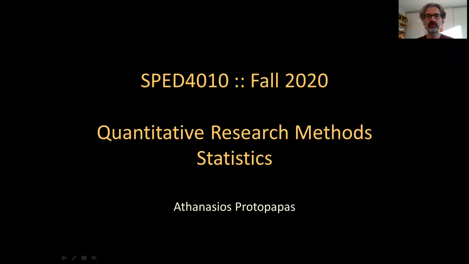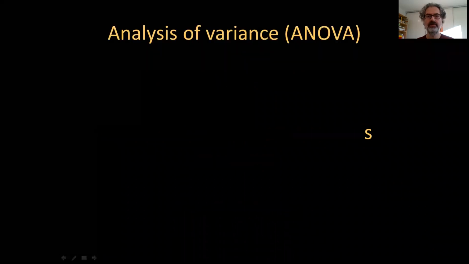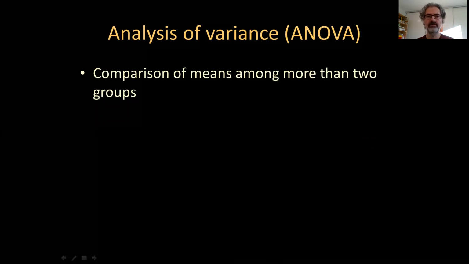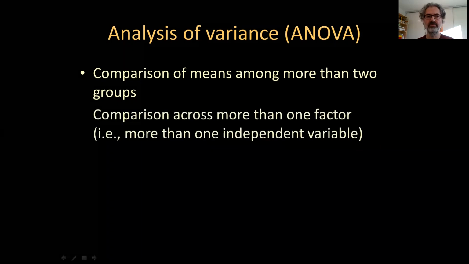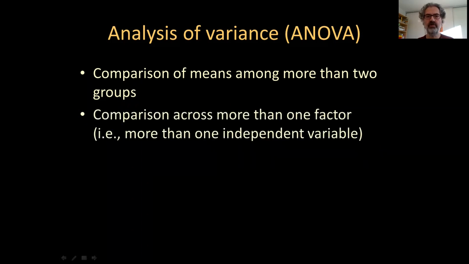In this video, we will introduce the analysis of variance, or ANOVA as it is usually called. Analysis of variance concerns comparisons of means among more than two groups. And it is possible to compare across more than one factor. A factor in the analysis of variance refers to an independent variable.